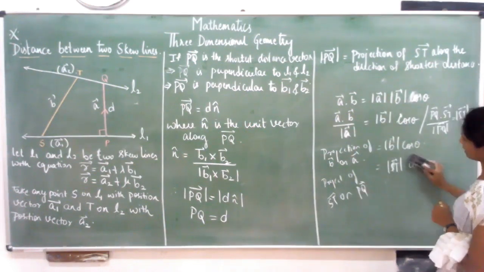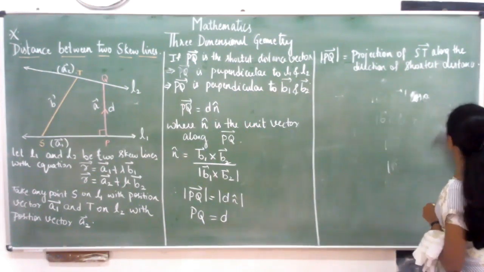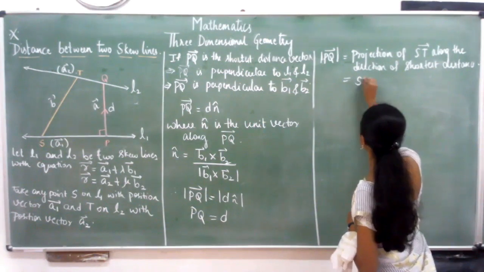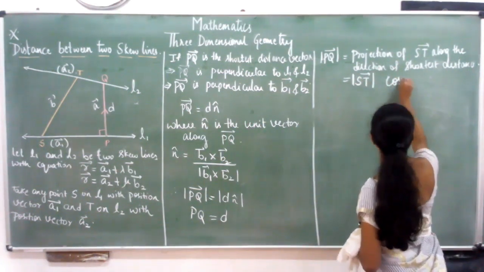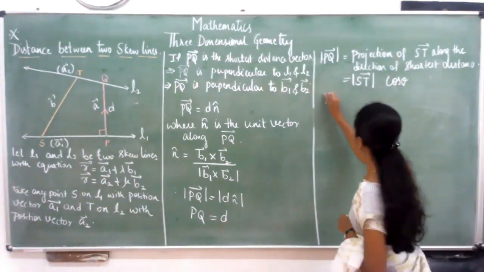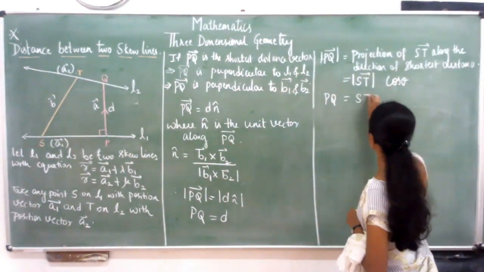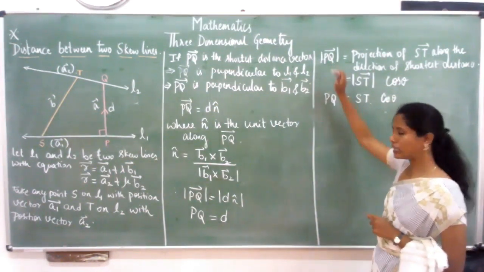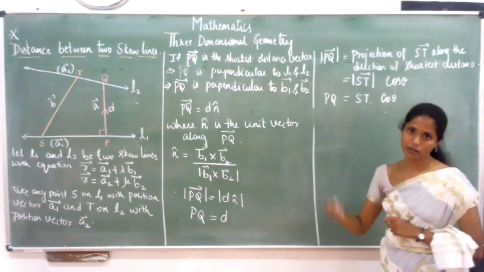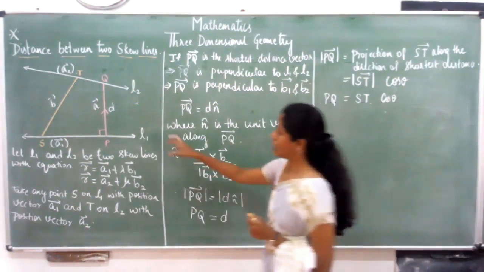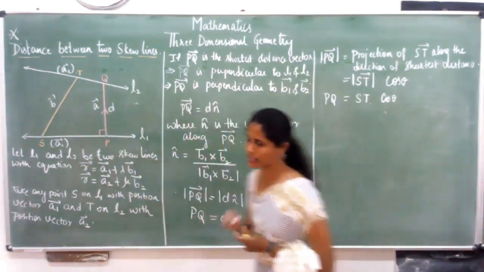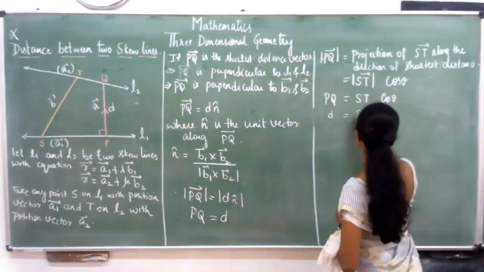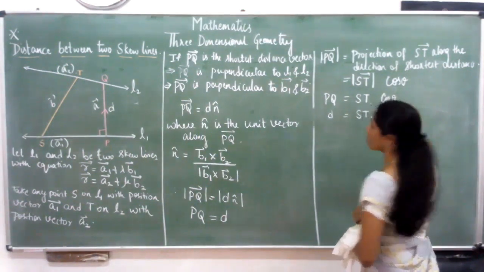So we are not going to write this entire thing. It is understood because we have already learned the concept of projection. So this will be equal to magnitude of ST into cos theta. Magnitude of PQ is just PQ, into ST into cos theta. When I write magnitude of PQ, I am writing it as PQ, because magnitude means only the length. So PQ is equal to ST cos theta. What is PQ? PQ is nothing but D. D is equal to ST into cos theta.